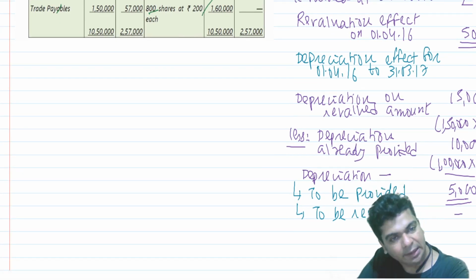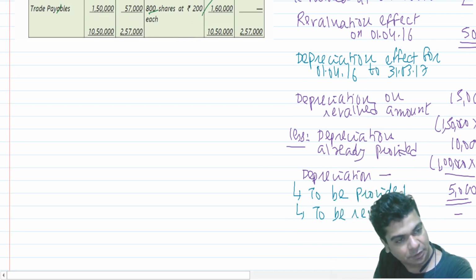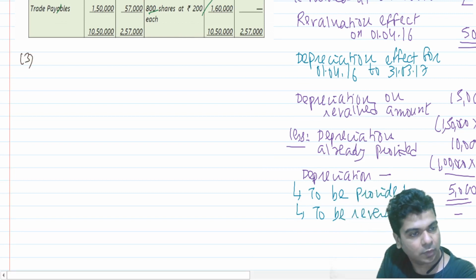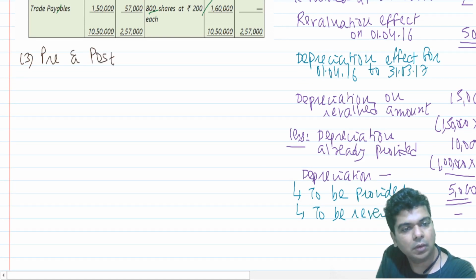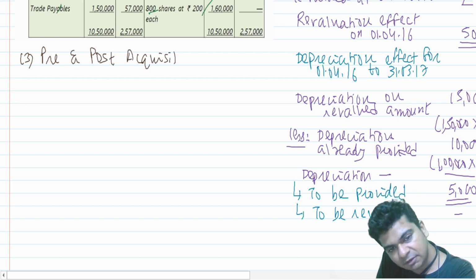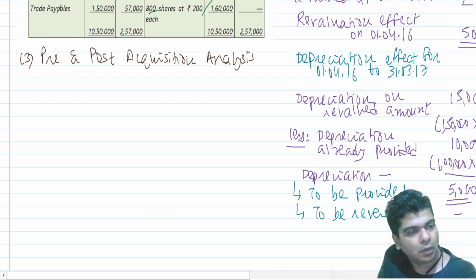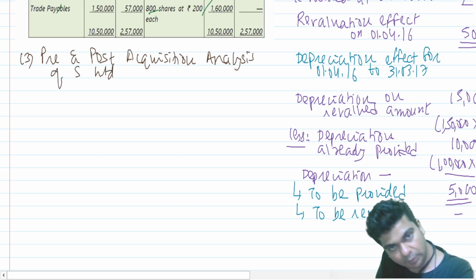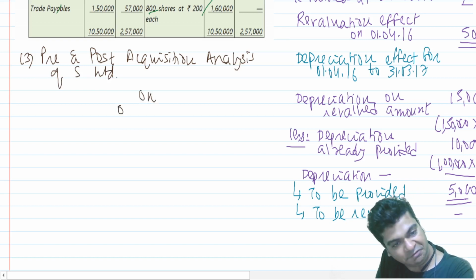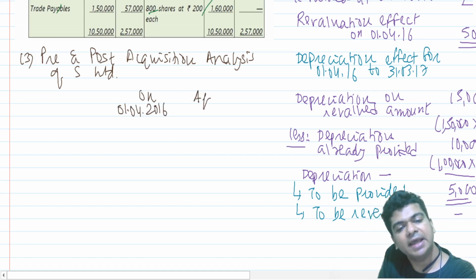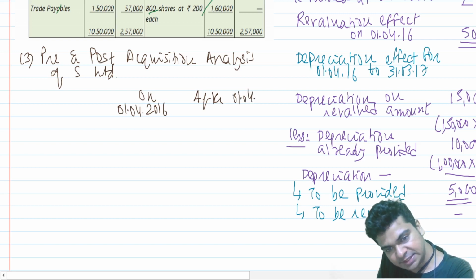Yes, now one of the main principles. That will be our third working note. Pre and post-acquisition analysis of S Limited. Pre and post-acquisition analysis of S Limited. You'll say here on 1st April 2016. Here I'll say after 1st April 2016.